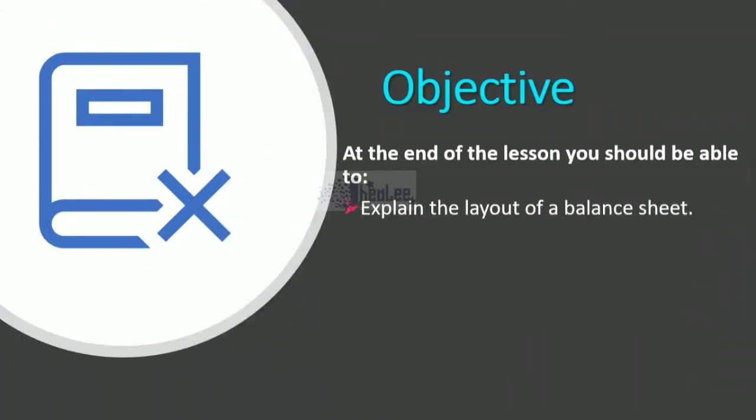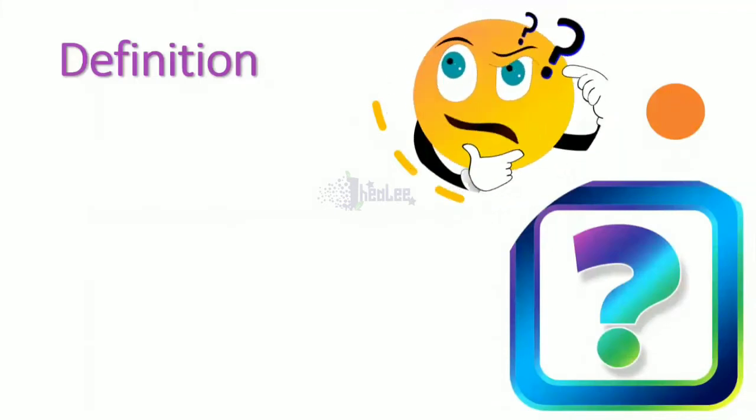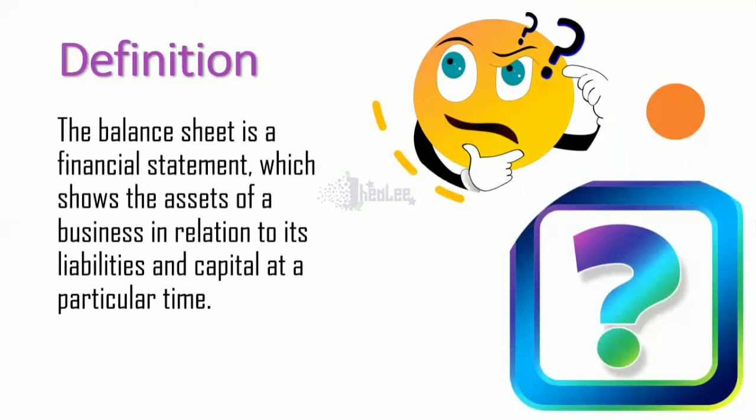I'm going to begin by looking at the definition of a balance sheet. What is a balance sheet? A balance sheet is simply a financial statement. It shows the assets of a business in relation to its liabilities and capital at a particular time. What do I mean by a particular time? I mean the financial period of the business. Different businesses carry different financial periods. Some are annually, some are every 6 months, some are quarterly.